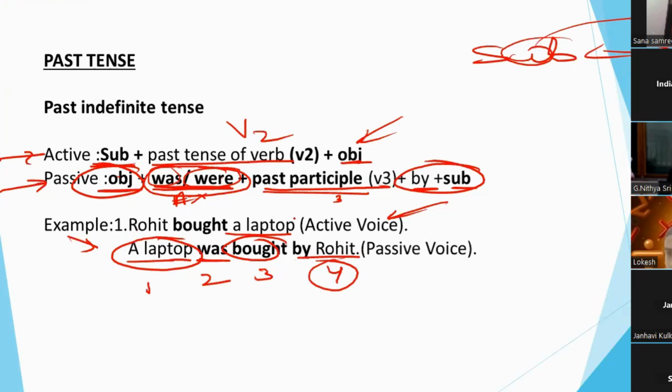Ma'am, doubt. In active voice, you told subject plus past tense of verb V2 plus object. Past tense of verb V2 means normal V2 form only, right, ma'am? Yeah, V1 or V2 form. Unless it is perfect tense, you'll use V1 or V2. In case of perfect tense, you have to use V3.